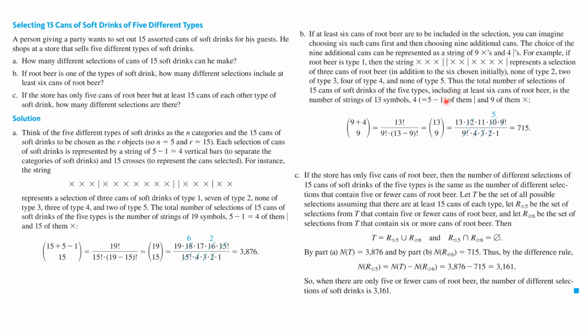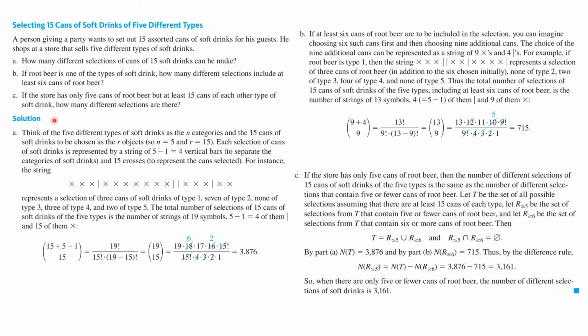Thus, the total number of selections of 15 cans of soft drinks of the 5 types, including at least 6 cans of root beer, is a string of 13 symbols, 5 minus 1, or 4 of them vertical bars, and 9 of them crosses. And so that, by the theorem, is going to be 9 plus 4, choose 9, or 13 choose 9, which is 715.